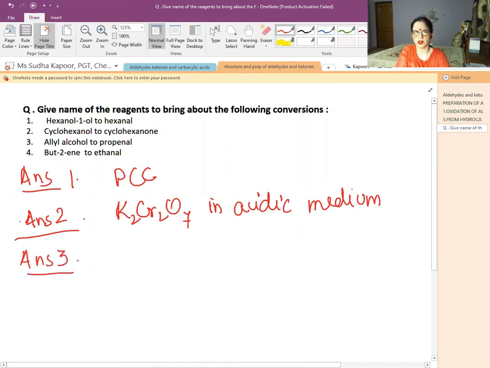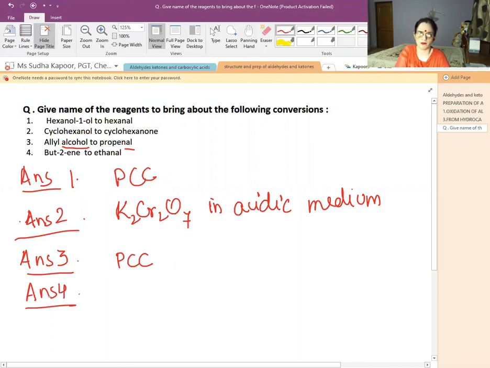Now the part 3, allyl alcohol to propenal. So if we go in the depth of this part, it is alcohol into aldehyde, with the same carbon. The number of carbons in allyl alcohol and the number of carbons in propenal are the same. So if we have to maintain the number the same and then convert alcohol into aldehyde, then we all know that the reagent is going to be PCC.